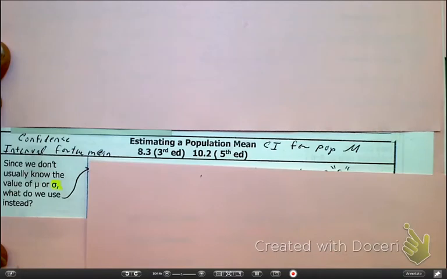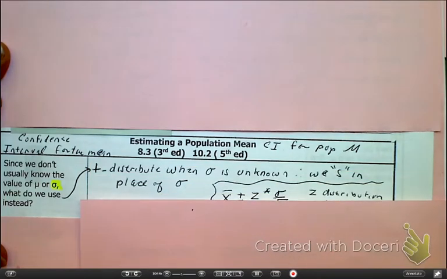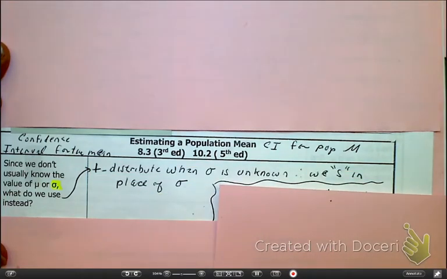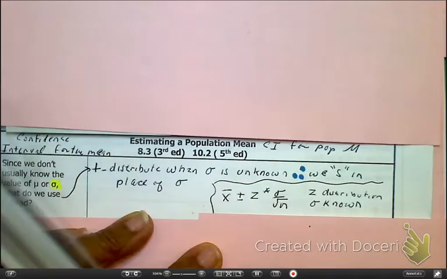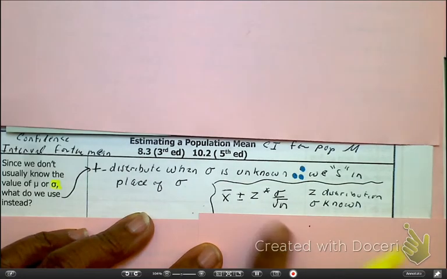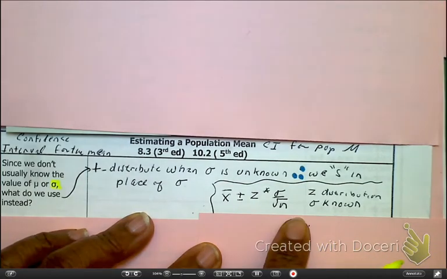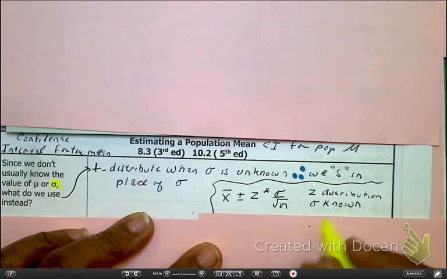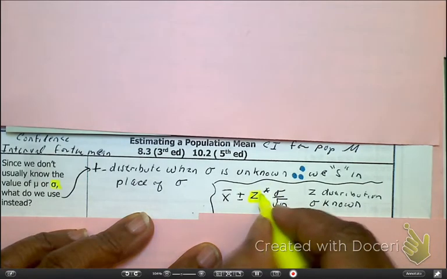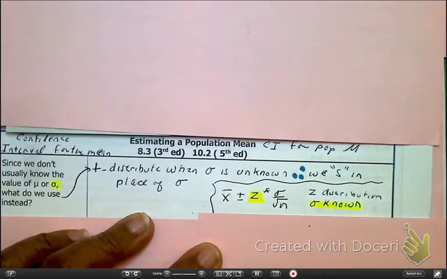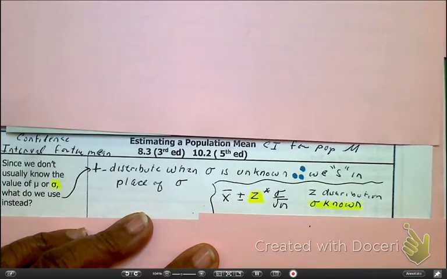Well, we have to use a different distribution, and here it is the t distribution. We use this when sigma is unknown. Let's go back to this. I use this formula right here when I have a z star, and I use the z when sigma is known. But what happens when it's not?